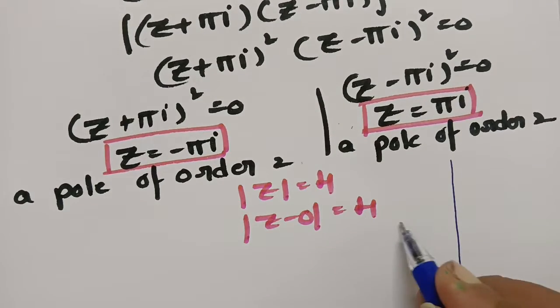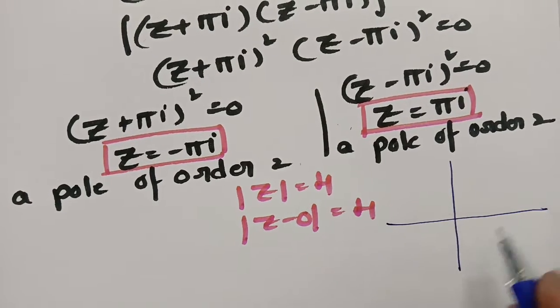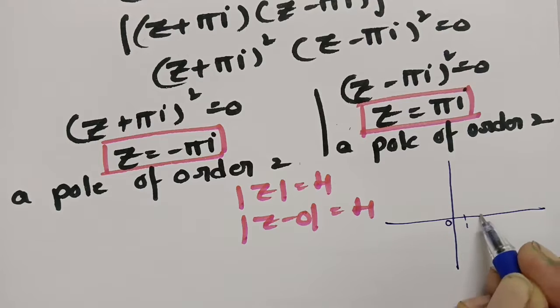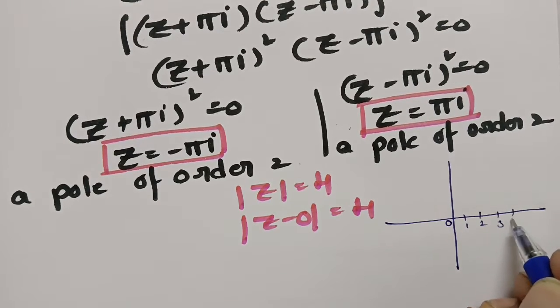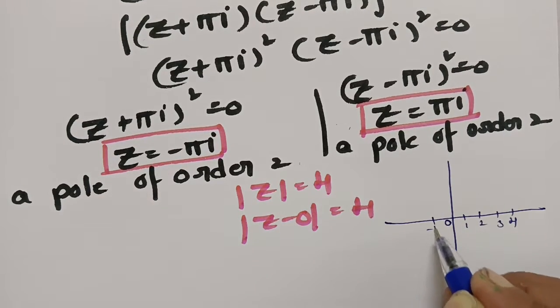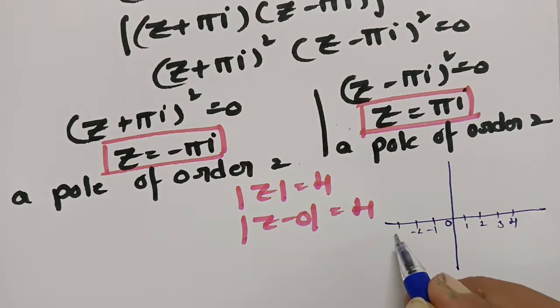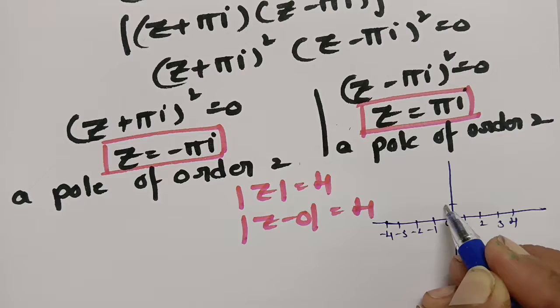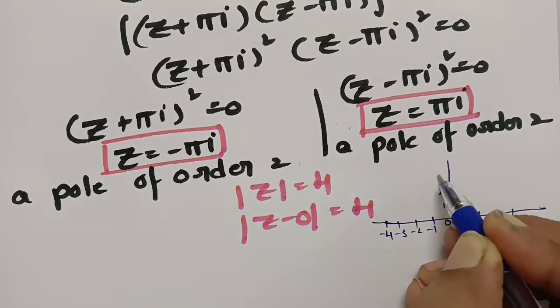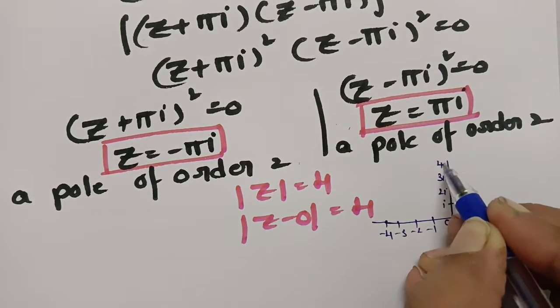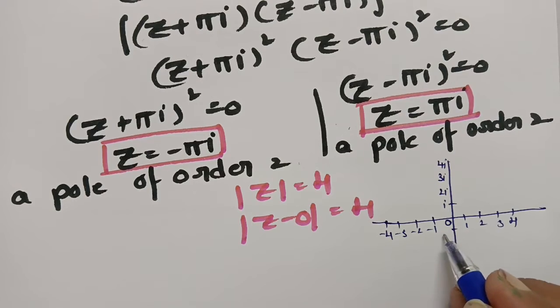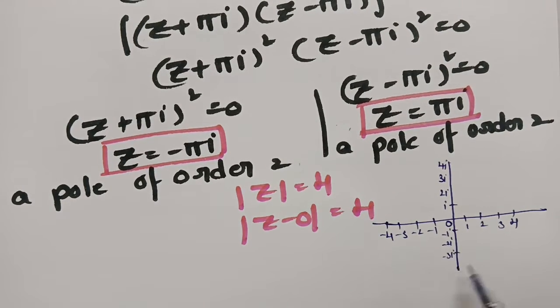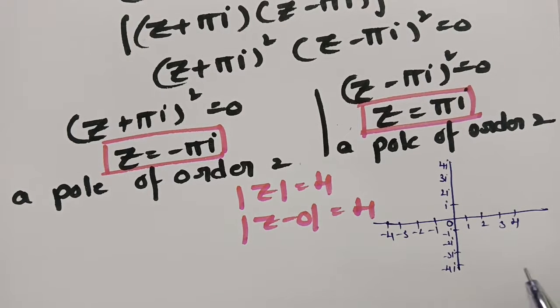This is the x-axis and y-axis. This is 0. This is 1. This is 2. This is 3. And this is 4. And this is minus 1, minus 2, minus 3, and this value is minus 4. And here this is i. This is 2i. This value is 3i, and this value is plus 4i. And here down, this is minus i, minus 2i, minus 3i, and this value is minus 4i.